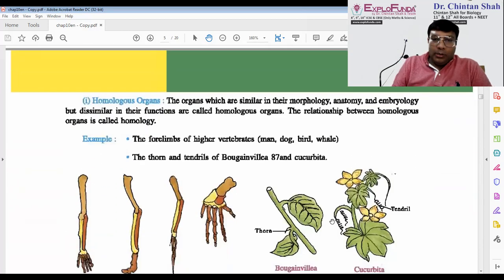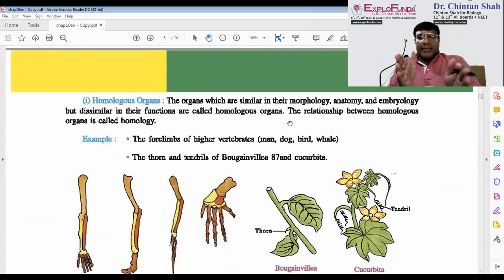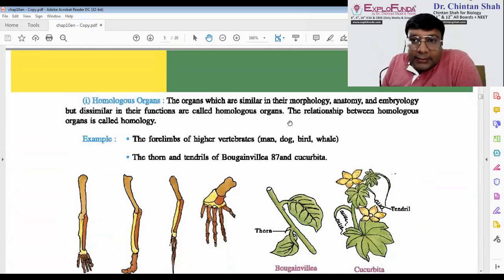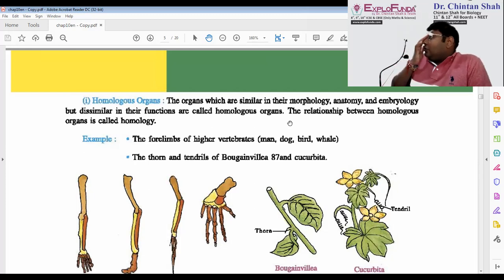So there are some homologous organs which are similar in their appearance. Their anatomy is the same, but they have different functions. So structurally the same, but performing different functions. Those kinds of organs are known as homologous organs. Structurally the same, that's why it's known as homo. Homo means same. Yes or no?